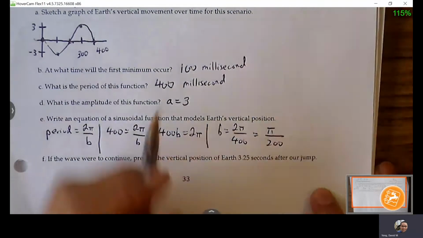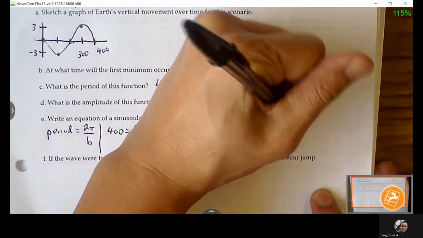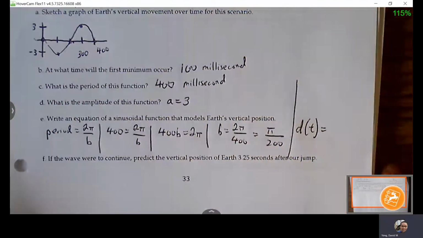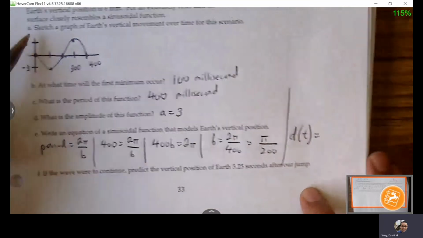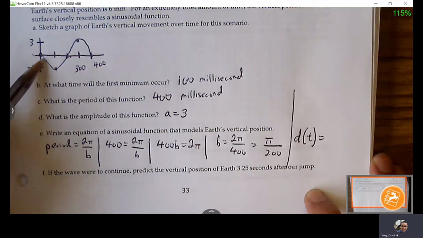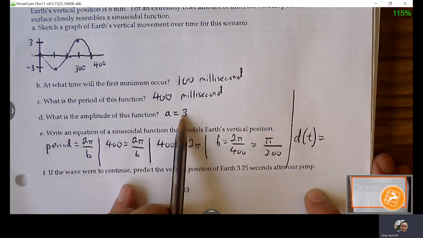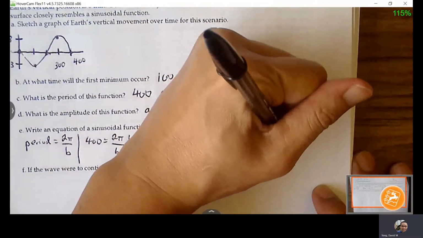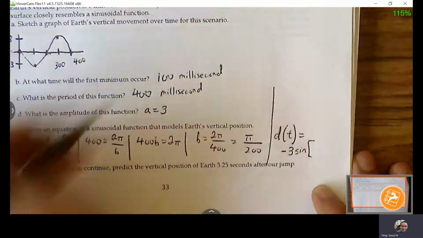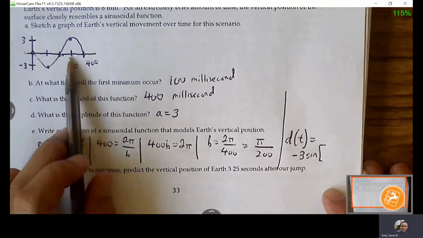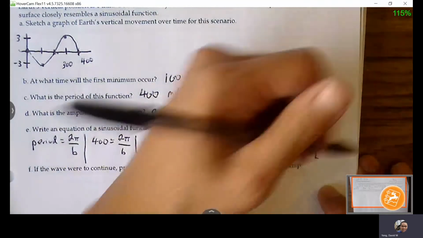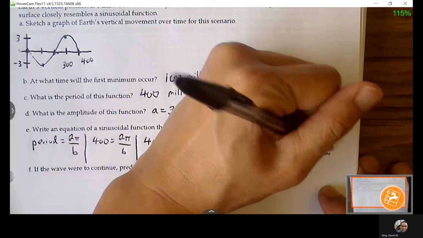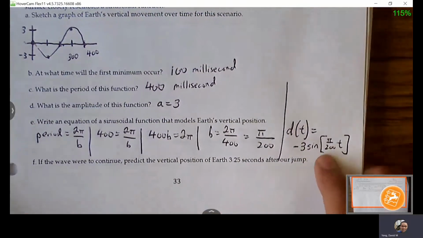Okay, so I'm going to write the equation now. D of t, or you can just call it y if you like. We have our A value, but the sine graph is moving down, so what adjustment do we have to make? Yeah, reflection. So A is going to be -3. No need to worry about any phase shift. Our D value is 0, our C value is 0, so just A and B, that's going to be indicated here. Okay, there's our equation.